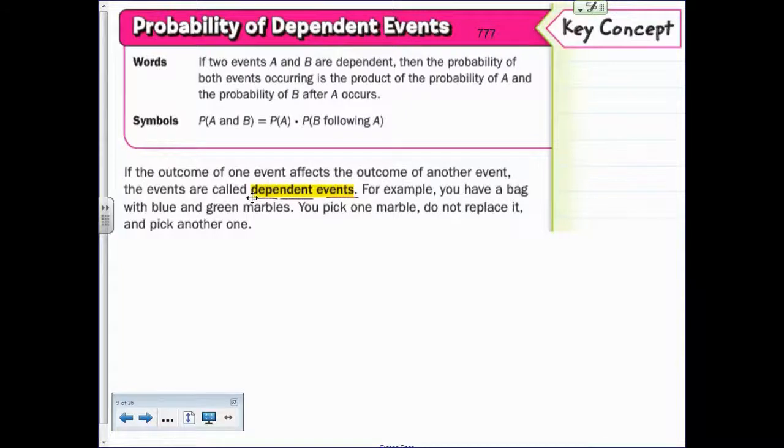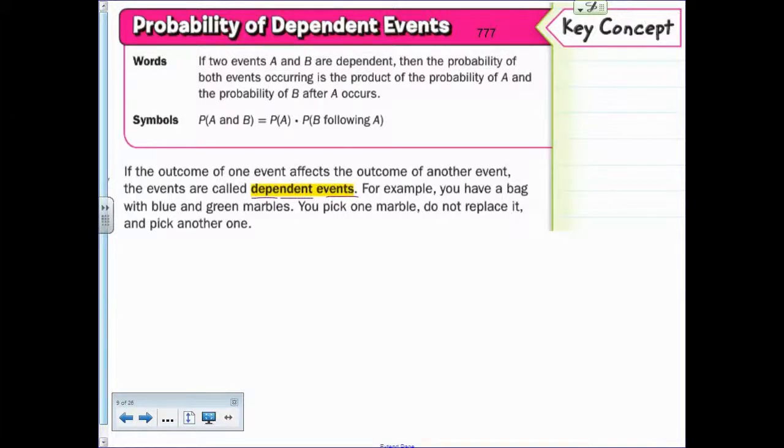For example, you have a bag with blue and green marbles. You pick one marble, do not put it back in the bag, and pick another one. Whatever you pick for the first marble is going to have an effect on the probability of picking the next marble.